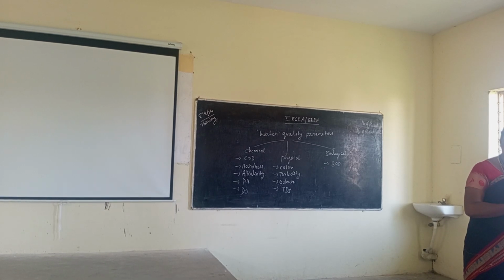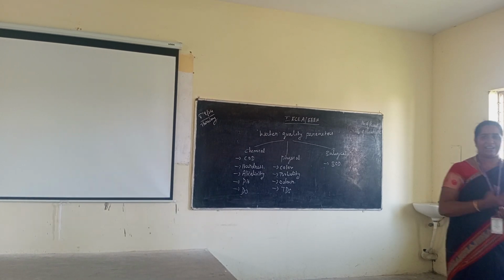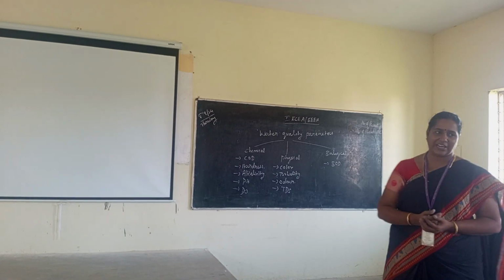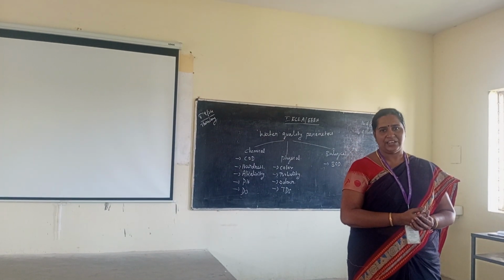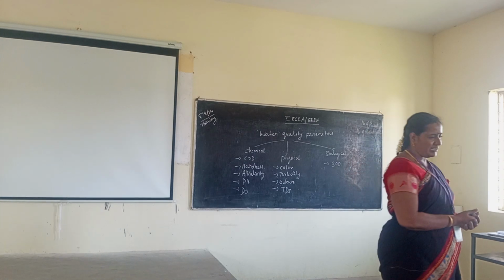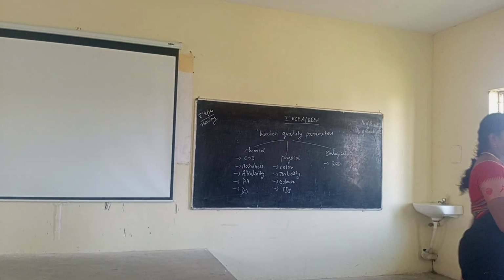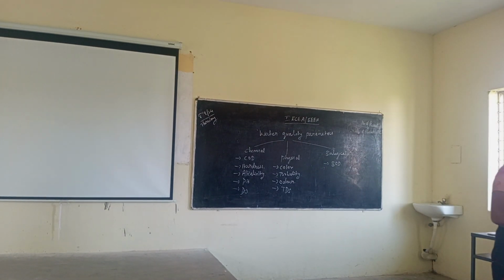Which instrument is used to measure the color parameter? That is called a tintometer. Tintometer is an instrument for measuring the color parameter.